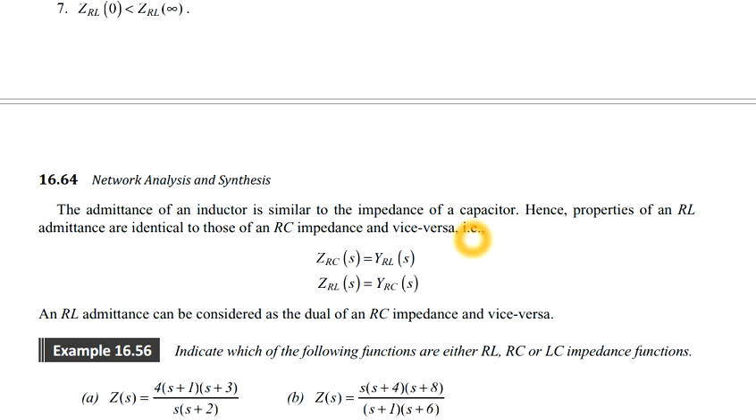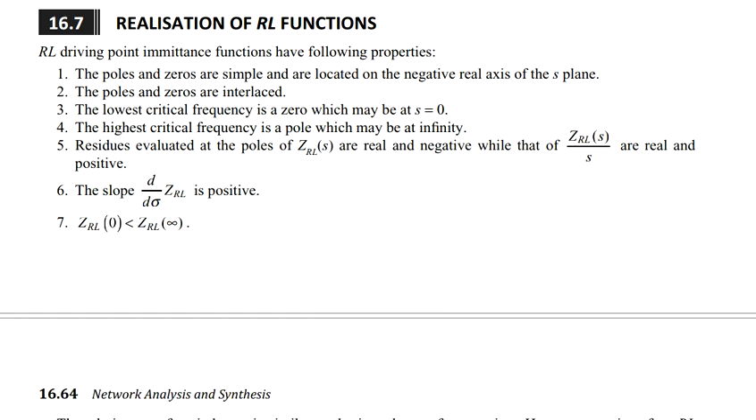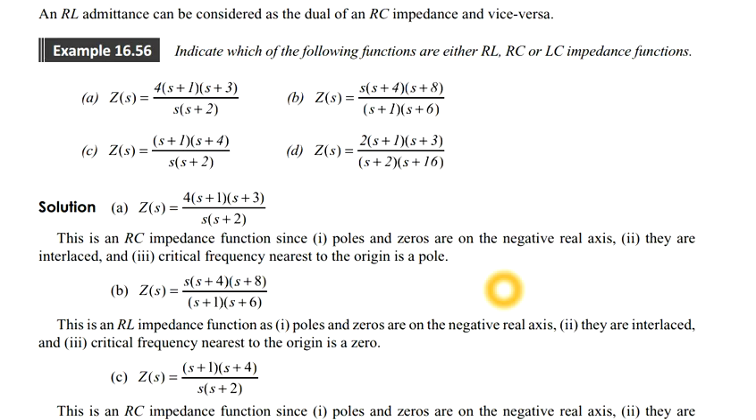Fine. So these are the properties of RL function. We can see an example here. So if you see this example where they asked which of the following functions are either RL, RC or LC impedance functions. So it is specifically with respect to impedance function because all are given as Z of S, right? Okay, we will observe the first one.